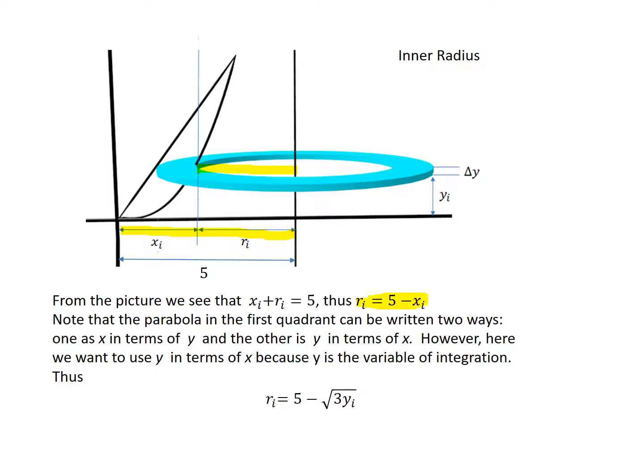But again, I want this in terms of y sub i, not x sub i, because y is the variable of integration. I have this change in y. But on this parabola, I have y sub i is 1/3 x sub i squared. I can easily solve this for x sub i and get x sub i is square root of 3 y sub i. So I put that in place of x sub i there, and I wind up with this formula for the inner radius in terms of y sub i.